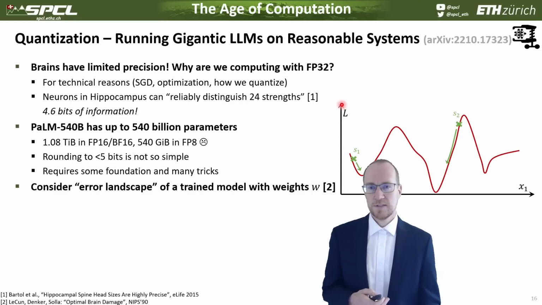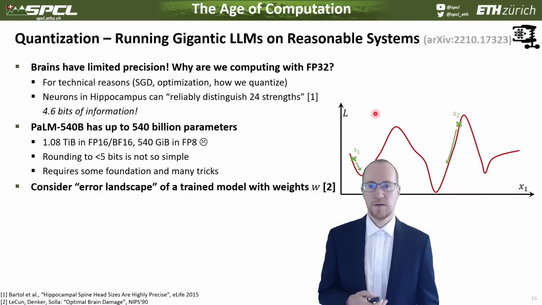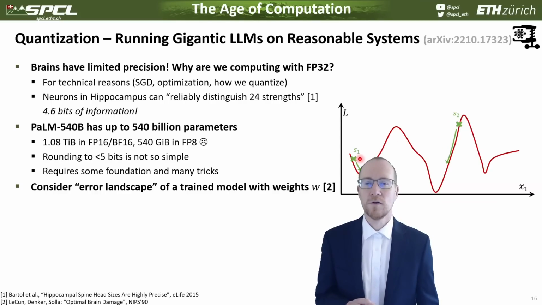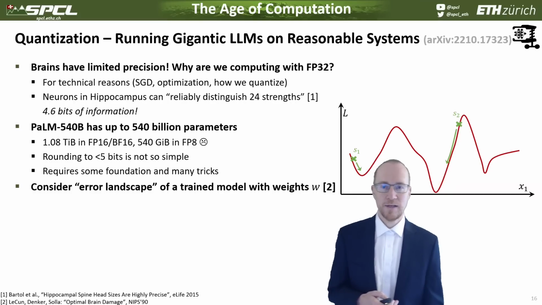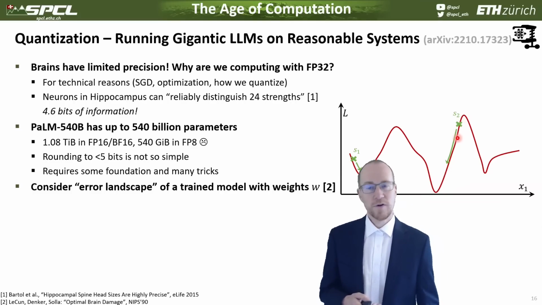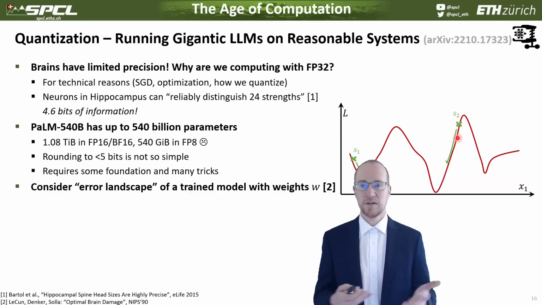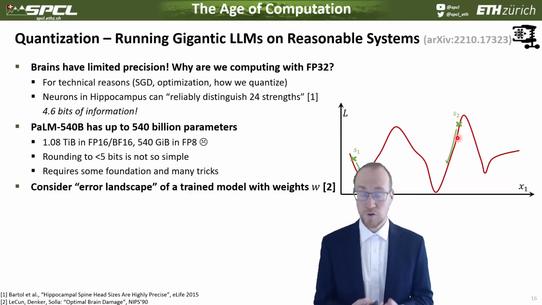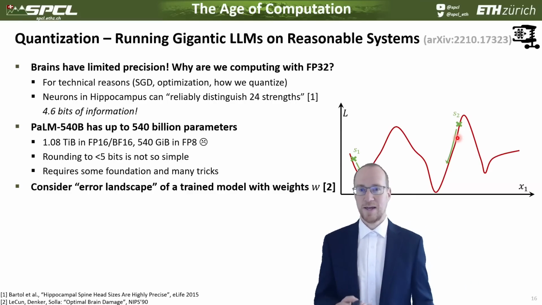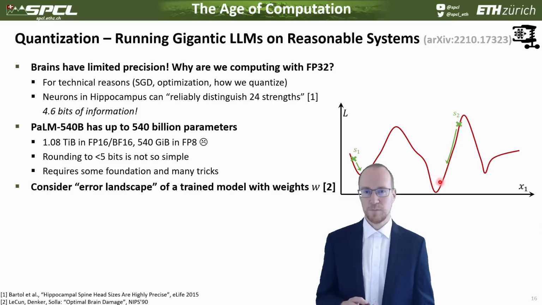So I'm showing the error landscape, the training or the loss landscape here for one parameter, x1. So here we have the loss, and here we have two randomly initialized starting positions, S1 and S2. And if I'm going down with stochastic gradient descent, I will end up in the nearest local minimum. Here, S1 is slightly worse than S2. But very often in these models, the minima that we converge to, due to the abundant parameter space, are about the same flatness. So this works quite well because we have many parameters to navigate through the space.